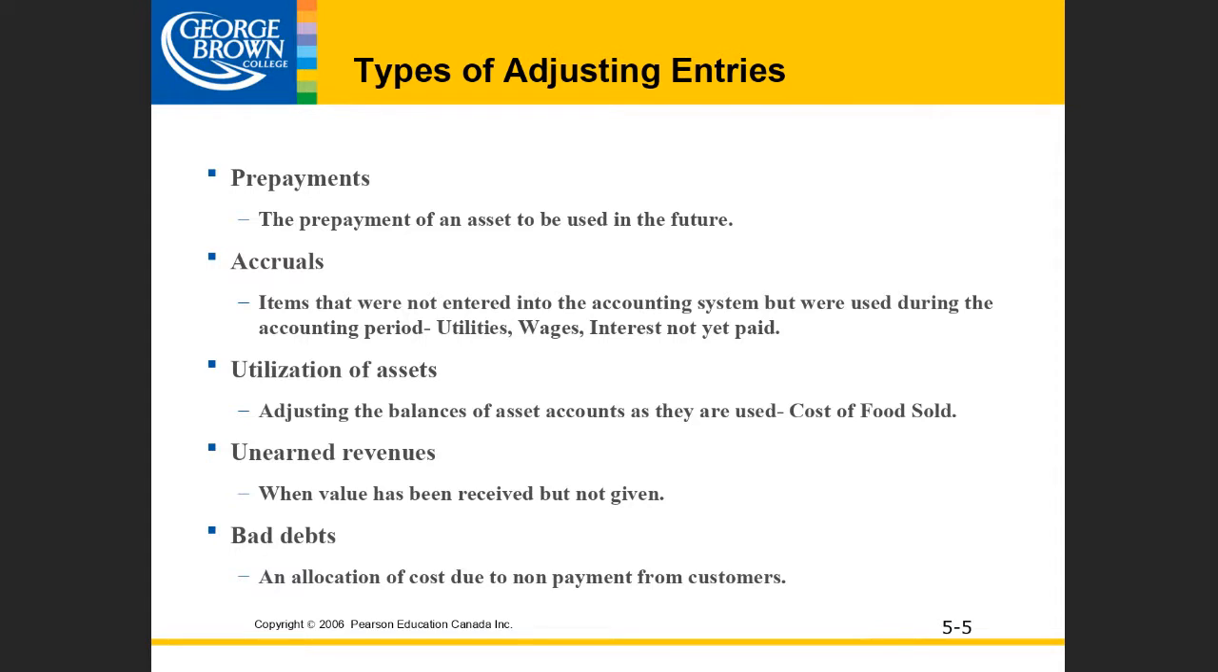No problem. So these are the main types of adjusting entries that you can engage in. Some of the big ones that we're going to talk about today are adjusting prepayments. We're going to be talking about the utilization of assets, bad debts, and I think some accruals. Okay.